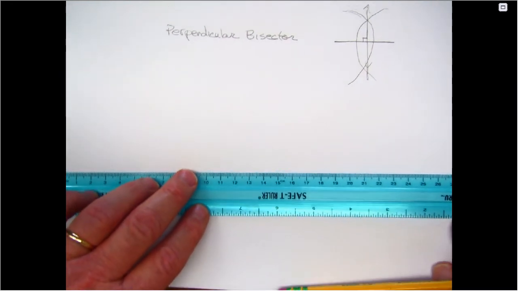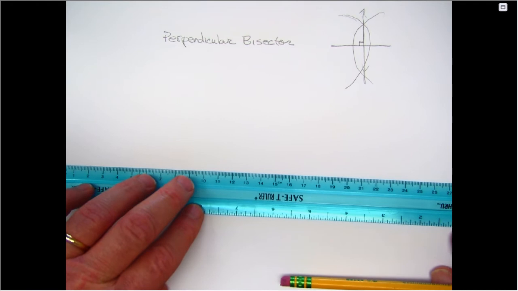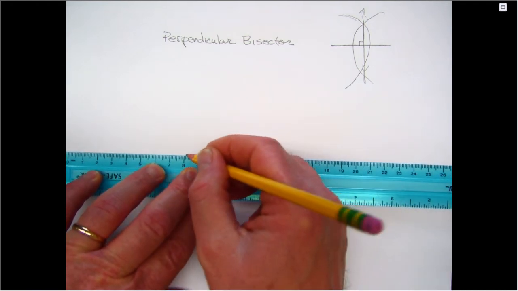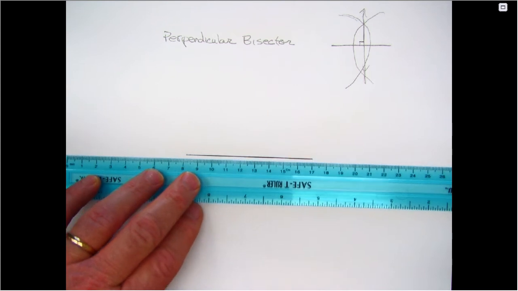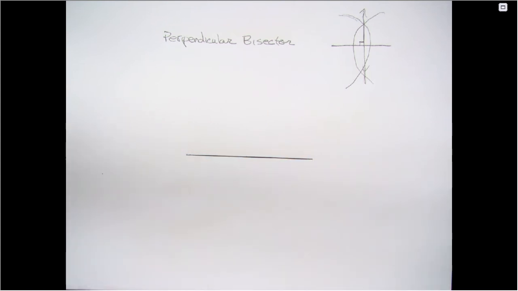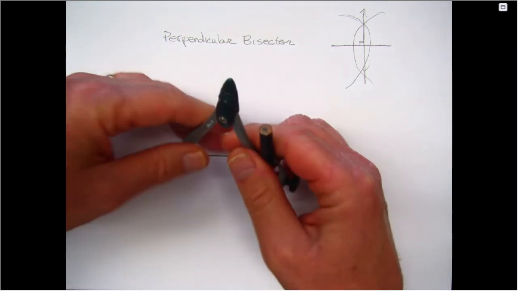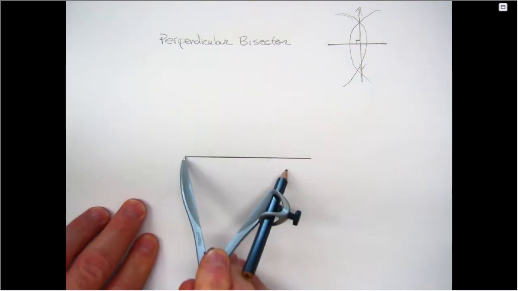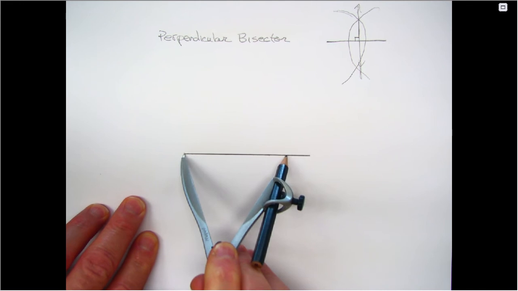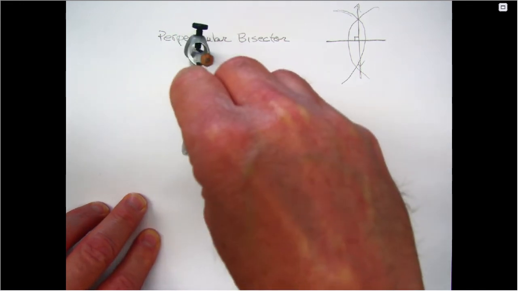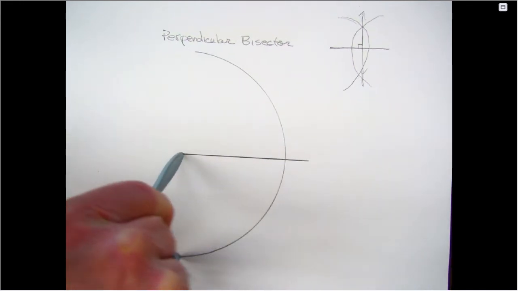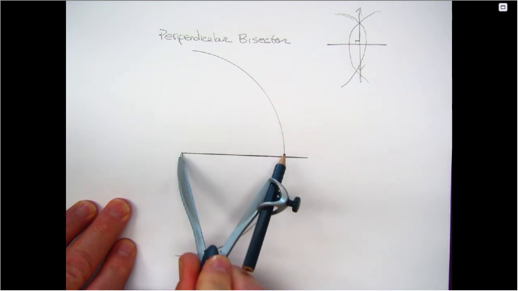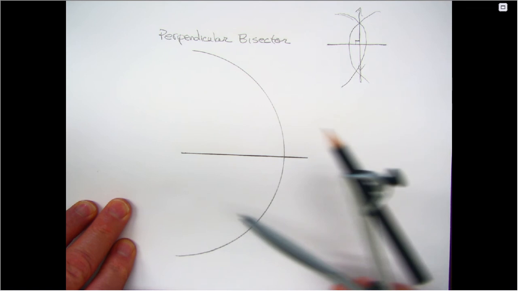So let me go up here, and I'm going to now draw my segment. There's my segment. Now I'm going to open up my compass so that it's over halfway. You don't have to be exact in this, just make sure it's over halfway. So that's obviously over halfway, over half that segment. And I'm going to draw a big arc. An arc is part of a line. And so I put my compass point on the end point of the segment there and drew a big arc.